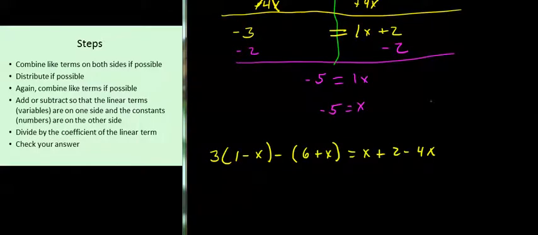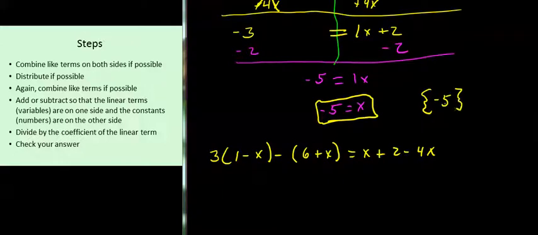All right, now we're ready for the check, and I will accept your answer like this, but the preferable way is to write it like this. Negative 5. It's the set of numbers that works. This means the set of numbers that works to make this equation true. All right, I replace negative 5 for x.